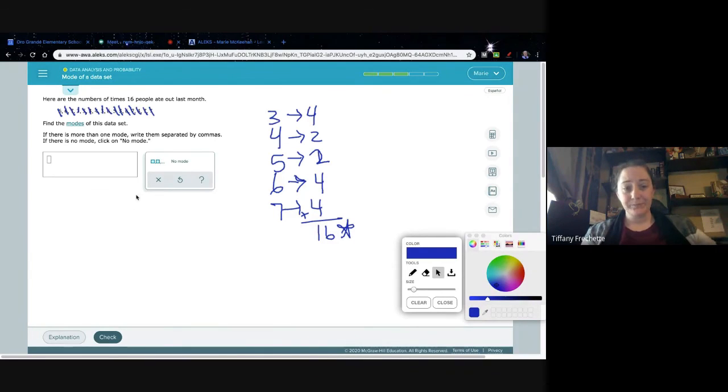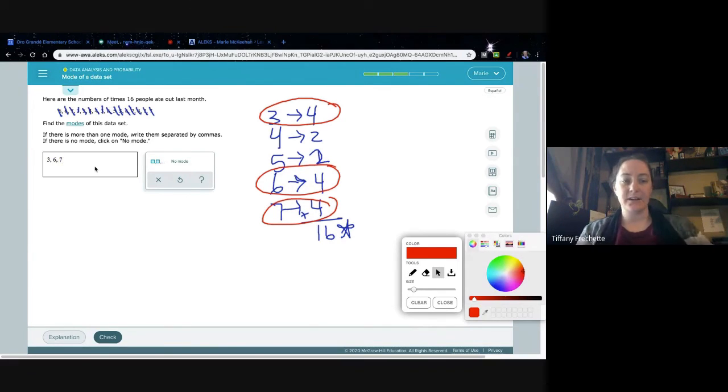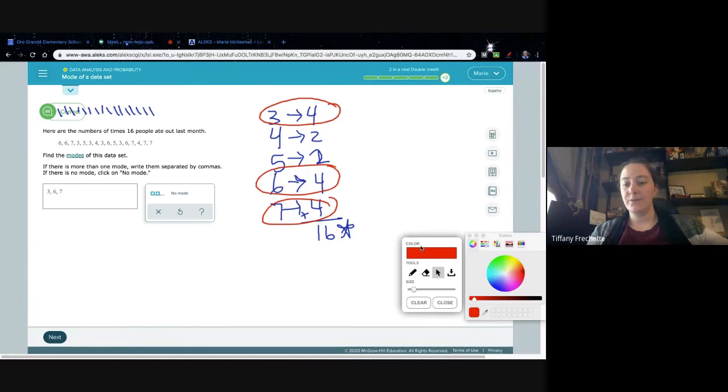Okay. So we want to see which ones are the most. So in this case, I'm going to make this a little brighter. So 4 is bigger than 2. So we have, whoops, forgot to turn my pen tool back on. 4, 4, and 4. And by 4, I mean it's happening 4 times. Okay. So we want to type in 3 and 6 and 7. All right, let's check that. Yay, we finished that one.